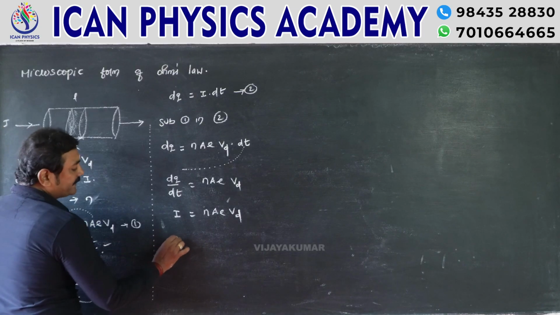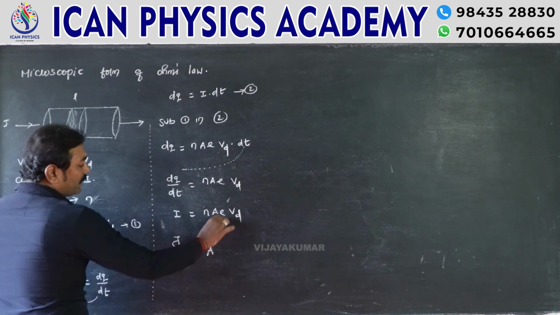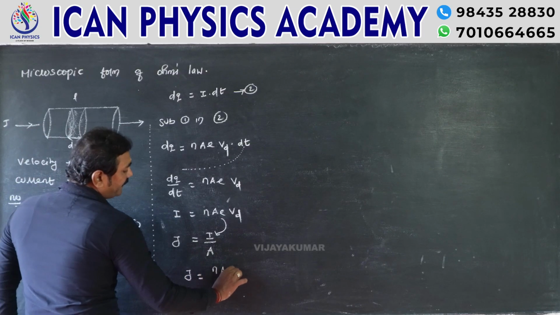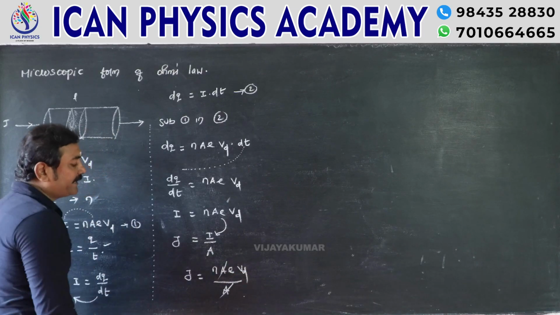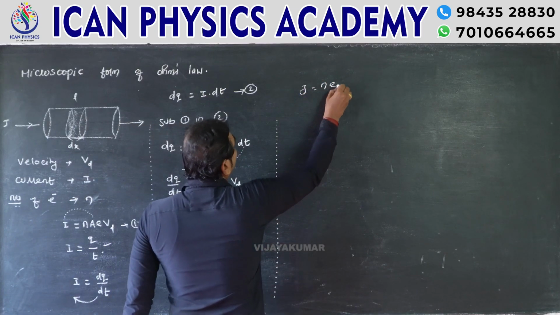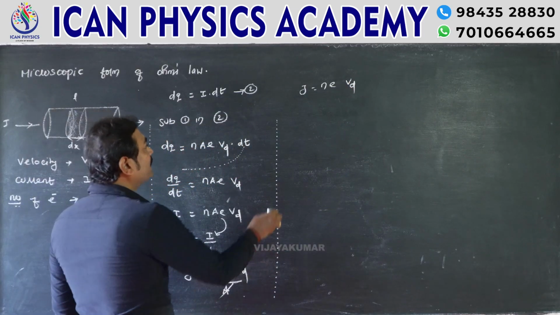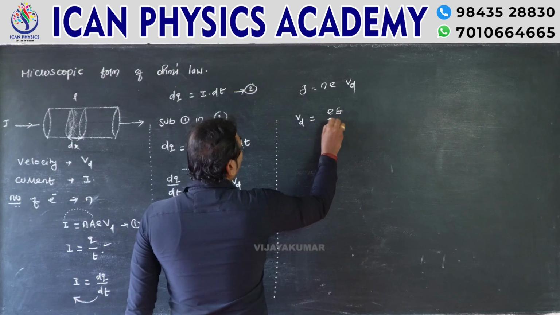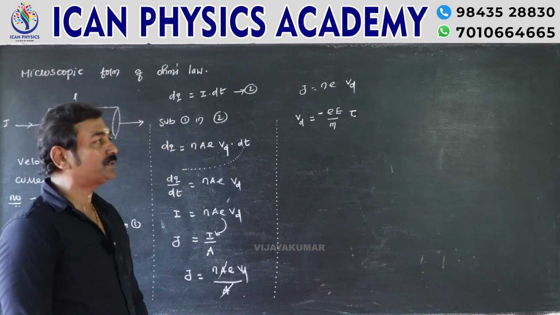Now current density is defined as I by A. Now substitute the value for I. So J equal to NAE into drift velocity divided by A. Now A getting cancelled. So J equal to NE into drift velocity. So what is the expression for drift velocity? Drift velocity equal to E by M into tau, where the electron is flowing in the opposite direction.